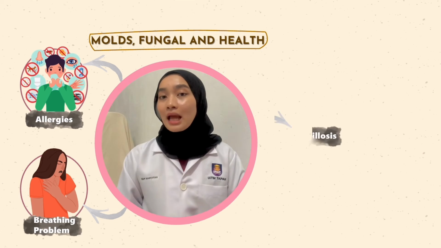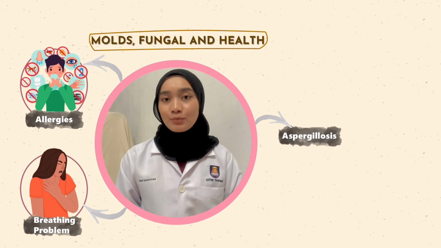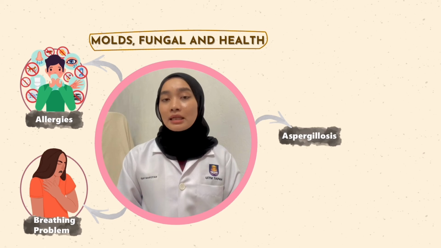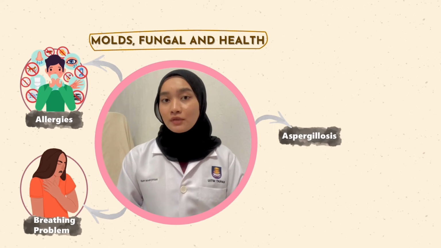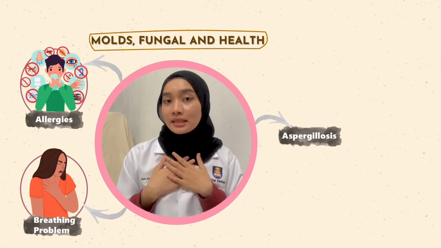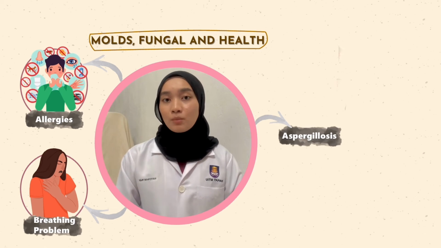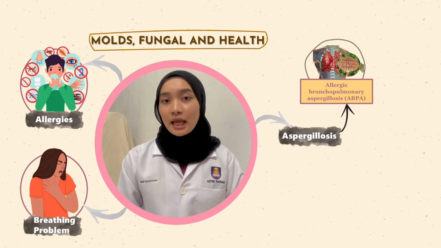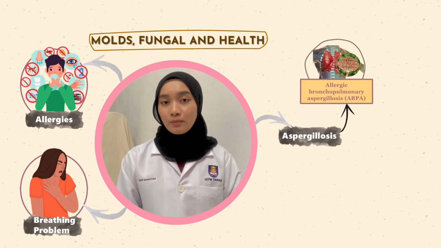The third one is aspergillosis. Some types of mold, such as aspergillus, can cause a serious health problem. Most people can breathe in the spores of this fungus without becoming sick, but people who have a weakened immune system or an existing lung disease can have a severe reaction. Allergic bronchopulmonary aspergillosis, ABPA. This affects the lung and can cause breathing problems.